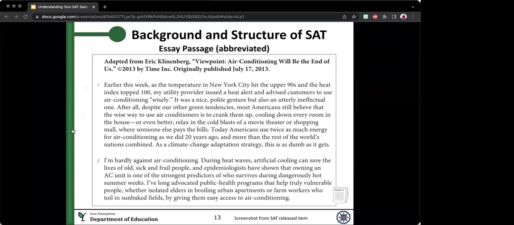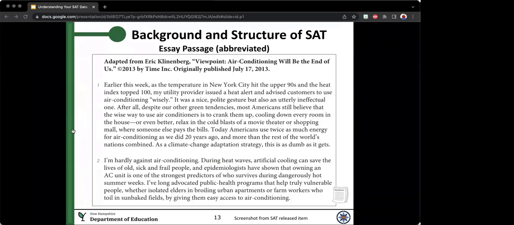So this is an example of a passage that the students may receive on the SAT. This is written by Eric Kleinberg in 2013. It was called Viewpoint, Air Conditioning Will Be the End of Us, and it was in Time magazine. And in this, he argued how Americans abuse the use of the air conditioning system when the heat goes up.